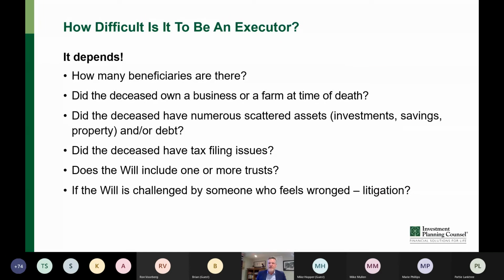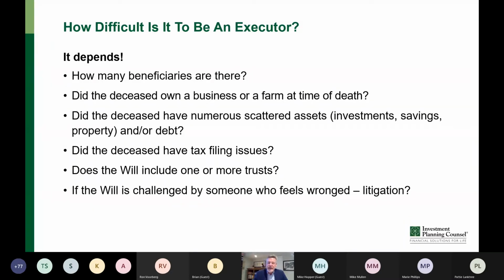So how difficult is it to be an executor? Well, that depends on a number of factors, and here's just a few. How many beneficiaries are there? And are they all easily attainable? Did the deceased own a business or farm at the time of death?